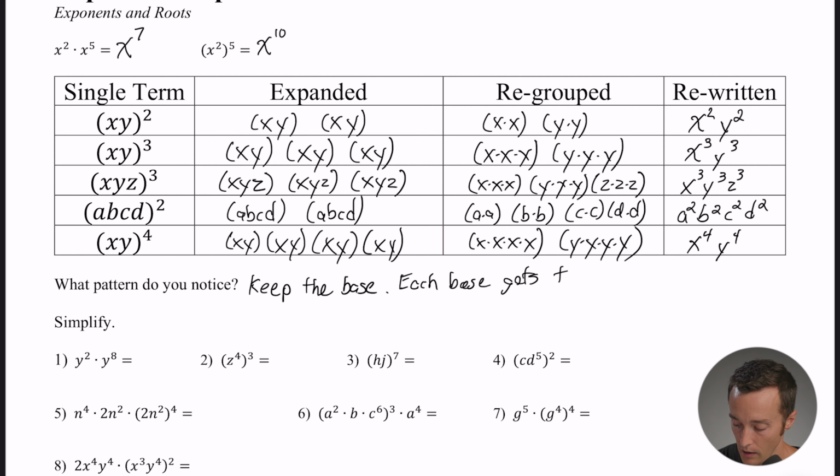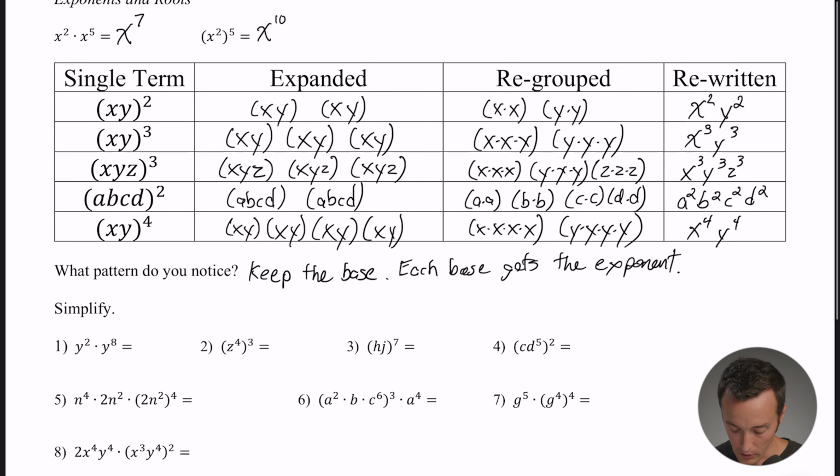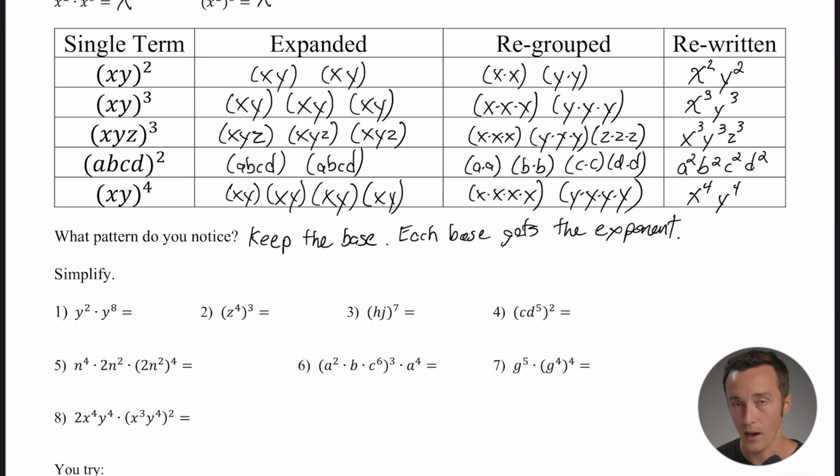Each base gets the exponent. So we kind of talked about this a little bit in the second video, but I wanted to slow down and make sure that you understand how this works. So let's just run through a few of these. We're going to do a few of these together, and I want to show you how the rules from the previous videos combine with these rules to help us solve some more complex problems. So not all of these are going to use that rule.